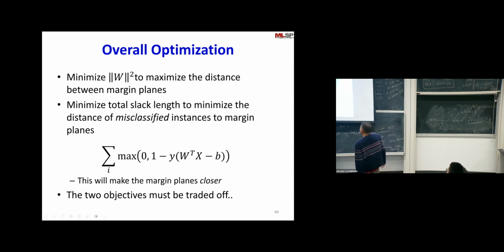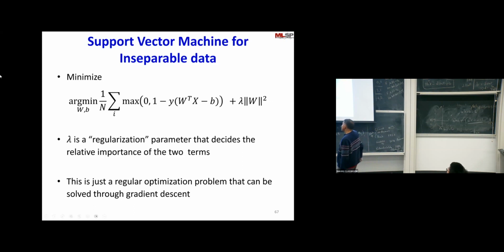And so the two objectives must be traded off. So you can just combine them into one single solution, right? Lambda times the square norm of W, plus the average hinge loss of all of the data instances.